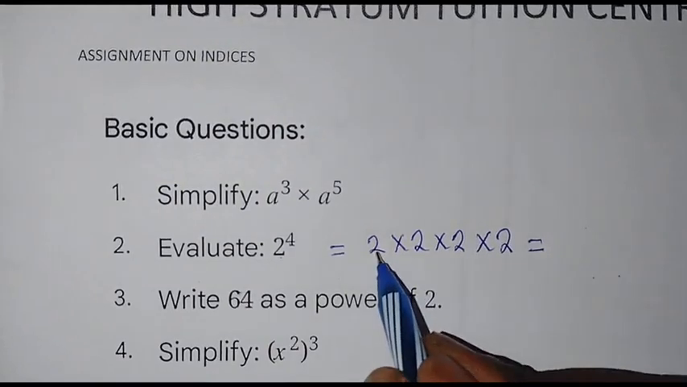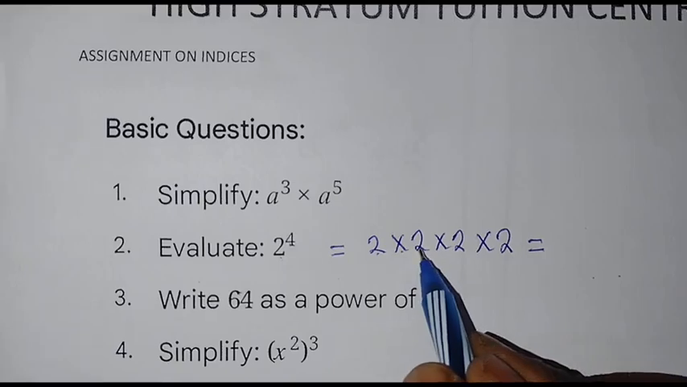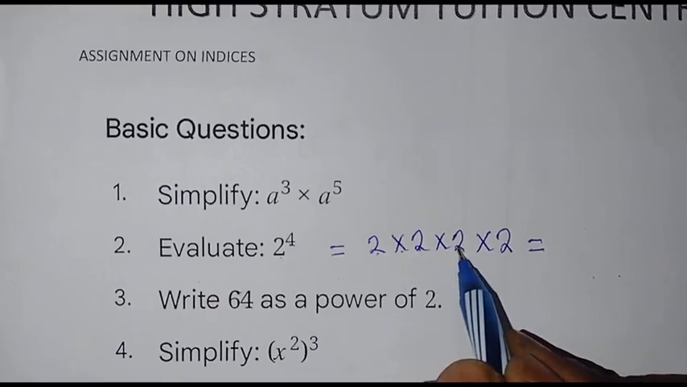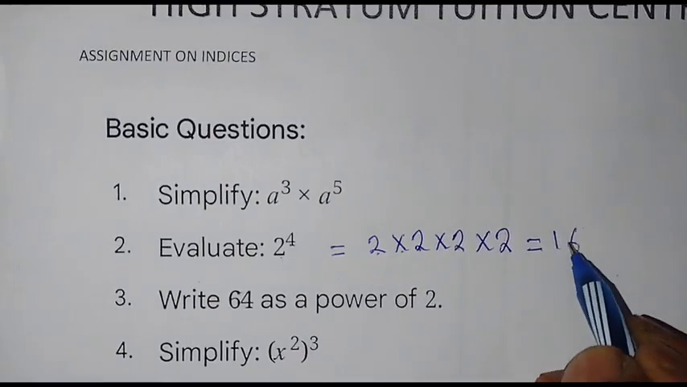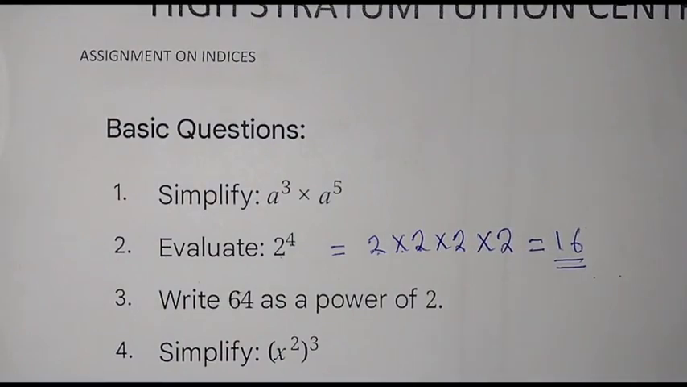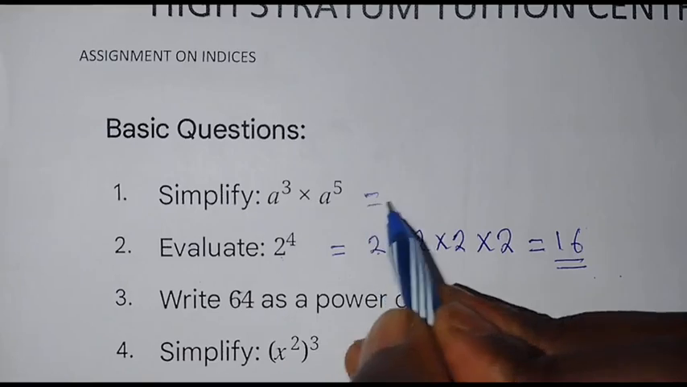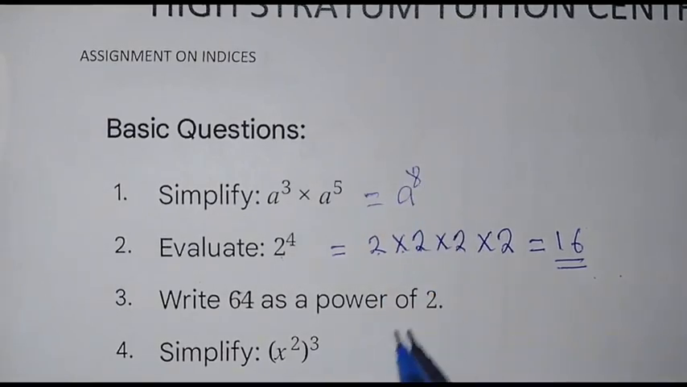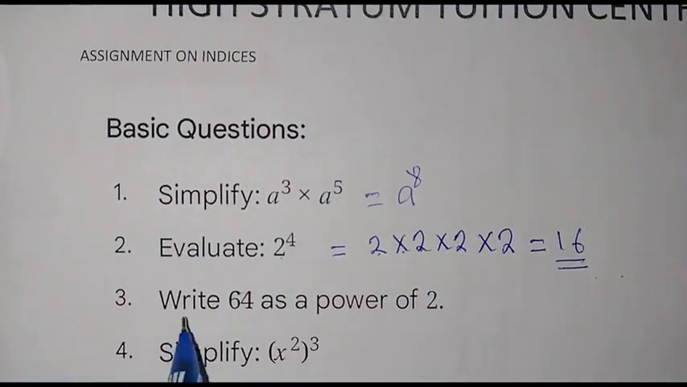So here 2 times 2 to give us 4. 4 times 2, it's 8. 8 times 2, it's 16. So the answer here is 16. So we now come to our third question.